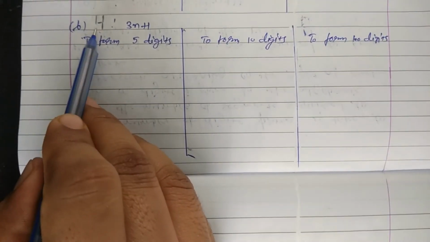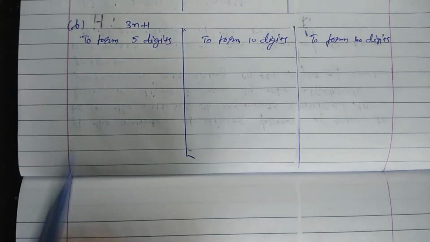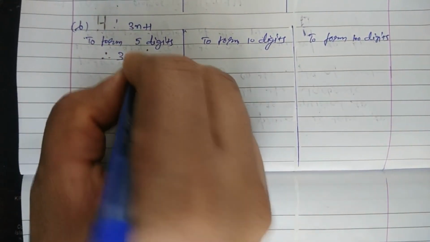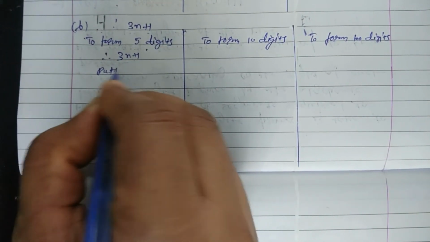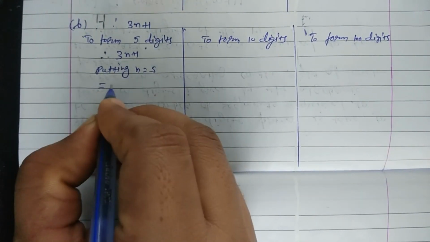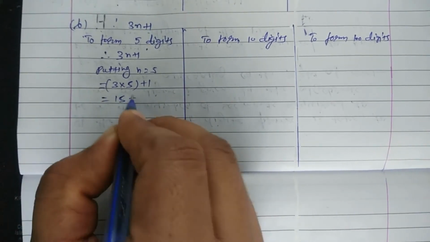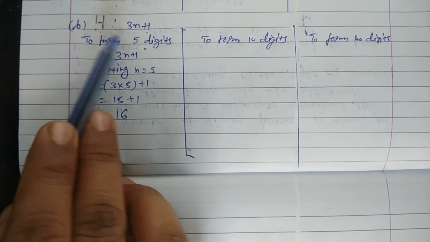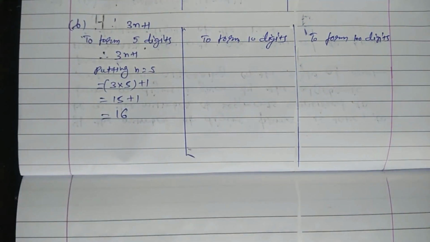Next, for digit number 4, the expression is given, that is 3n plus 1. Now we have to form 5 digits. So the expression is 3n plus 1. Instead of n we have to write 5. So putting n is equal to 5, that is equal to 3 multiplied by 5, bracket close, plus 1. 3 5s are 15 plus 1, and that is equal to 16. So 16 line segments required to form 5 digits of digit 4.